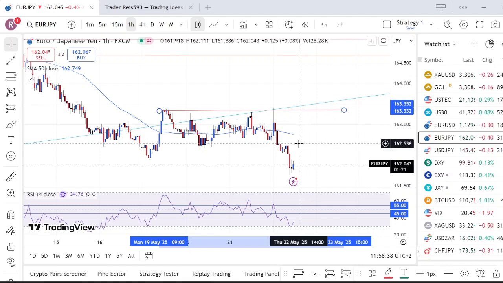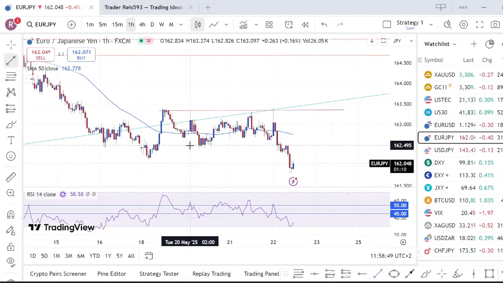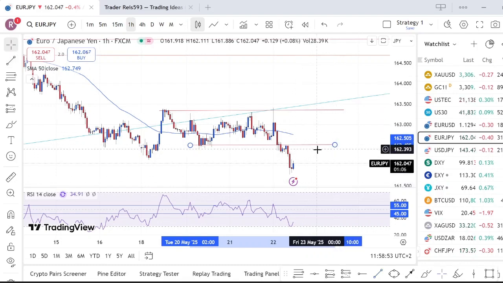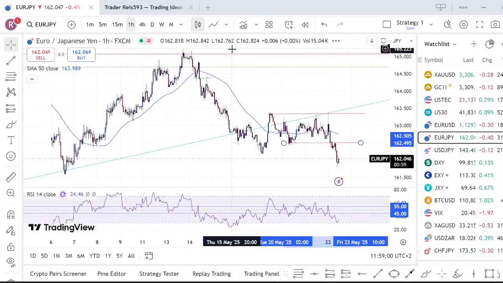We are currently on an impulse move to the downside, and awaiting a retracement. I could potentially see a retracement coming towards the 162.5 level, let's say that. Markets coming back there, testing that level and continuing to the downside. So I'll be looking for short positions with EURJPY.